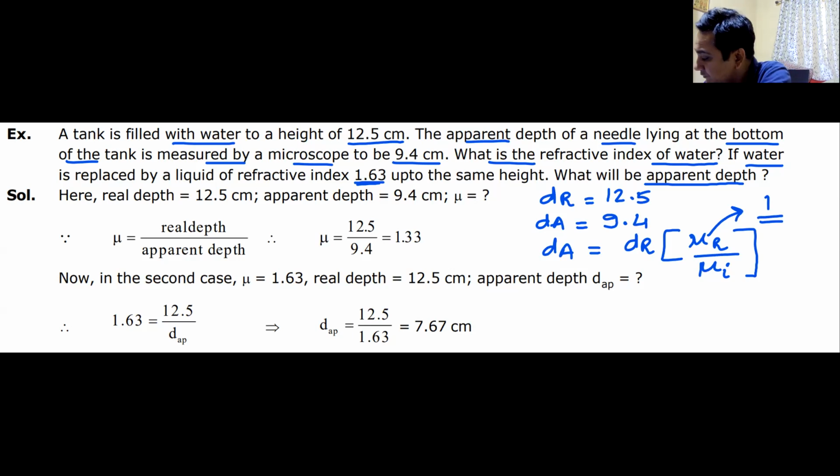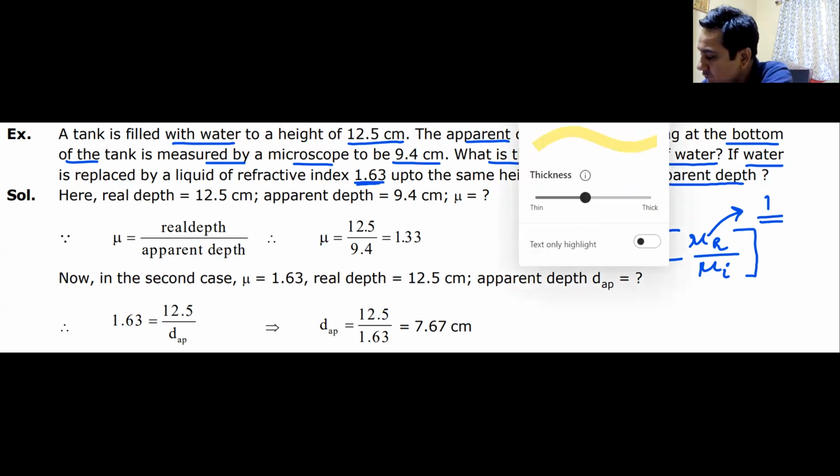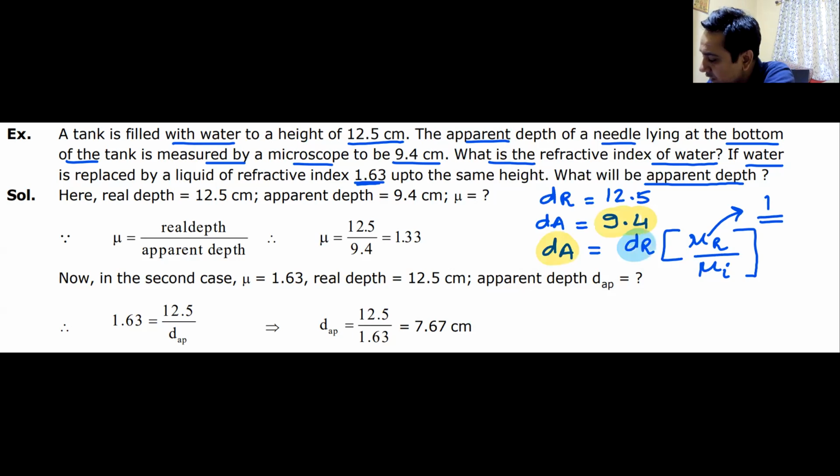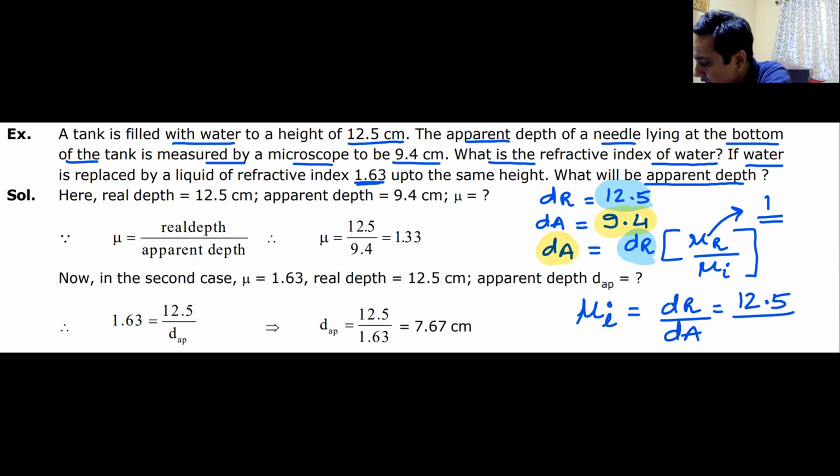I just put the values. D apparent is 9.4. D real is 12.5. I can get the value of mu I. Mu I is basically the refractive index of that medium, which is water. So mu I becomes, just need to cross multiply, dr divided by dA. dr is 12.5 divided by 9.4. That is your answer for the first question, and it will come as 1.33. Do we understand how I have done this?